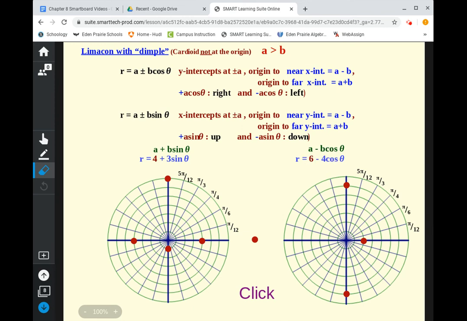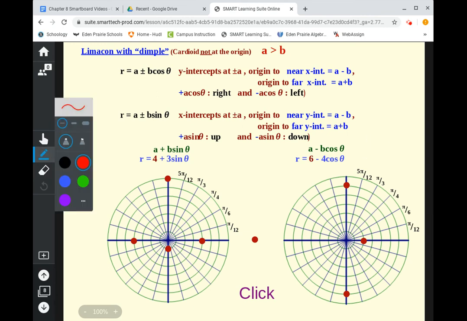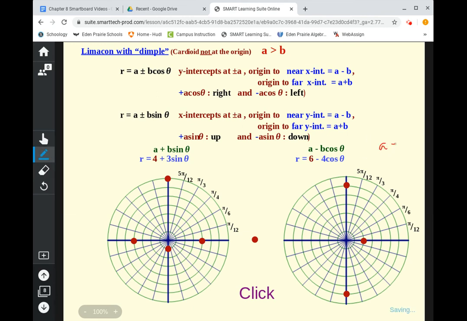6 is bigger than 4. And then the y-intercept is at positive and negative A. This is important. So the y-intercepts are at positive and negative A. So we go down to the cosine. We're talking about the y-intercepts. A is actually 6. So if I actually write that down, A equals 6. B is actually 4.